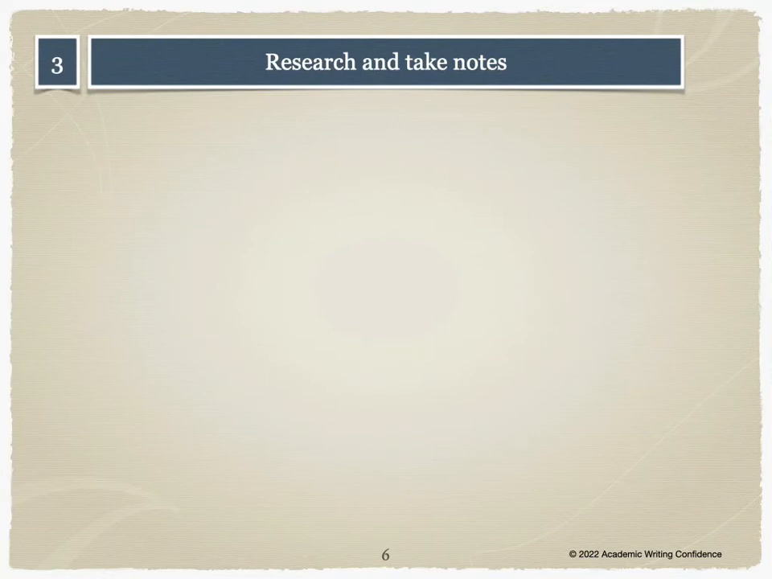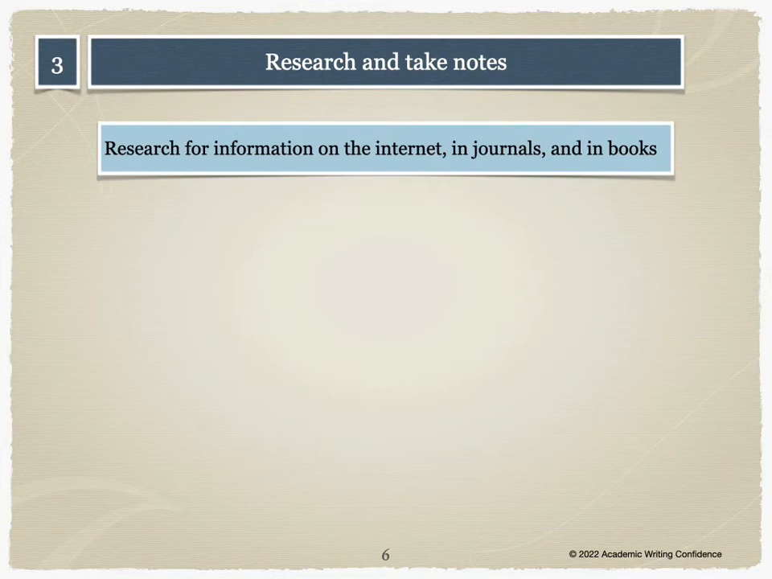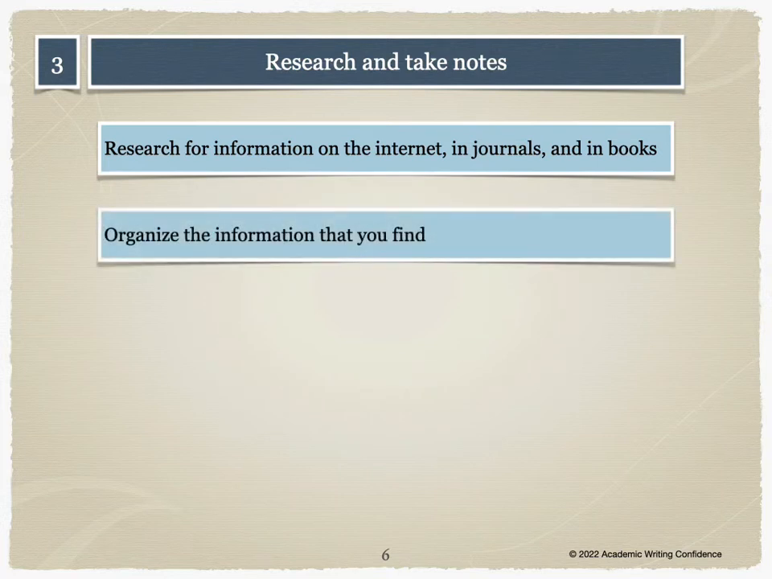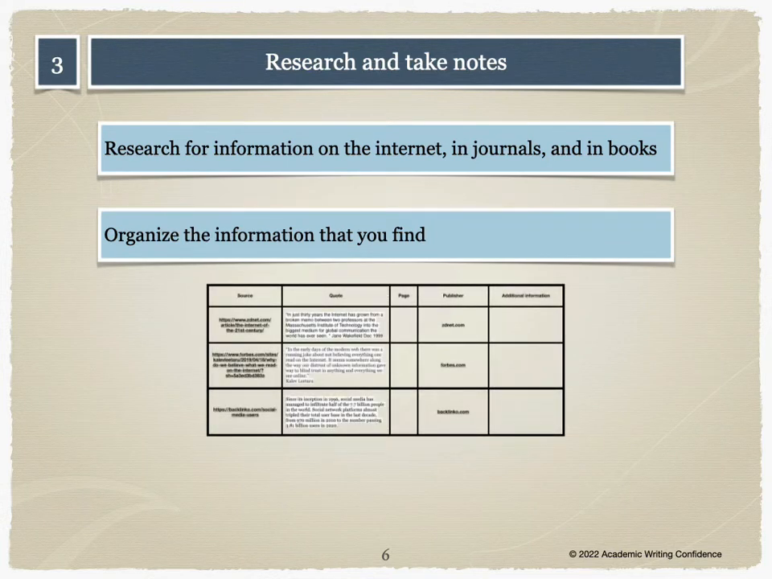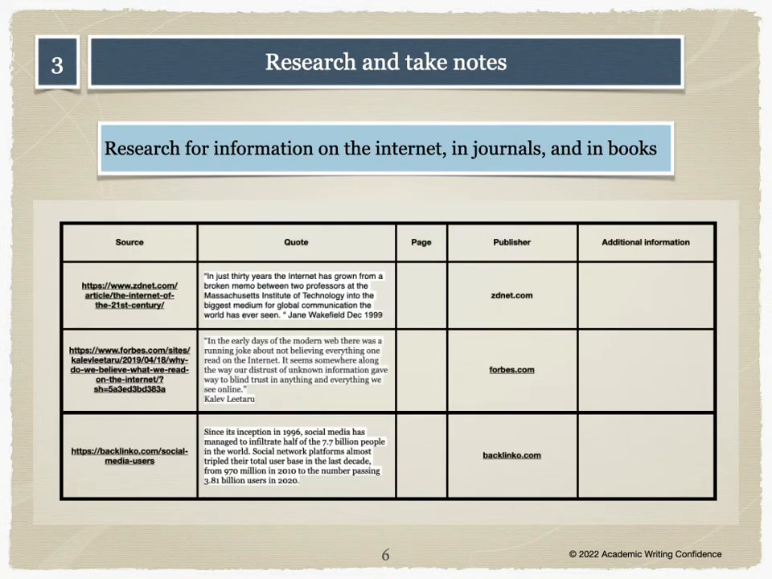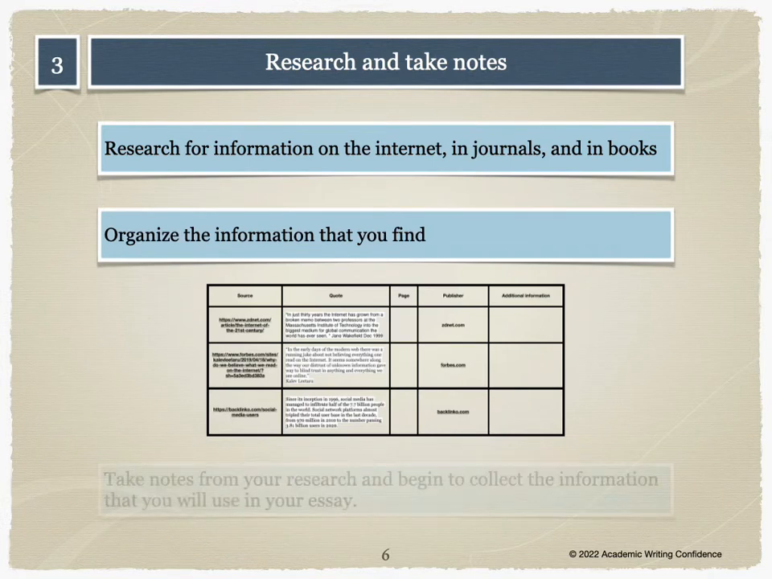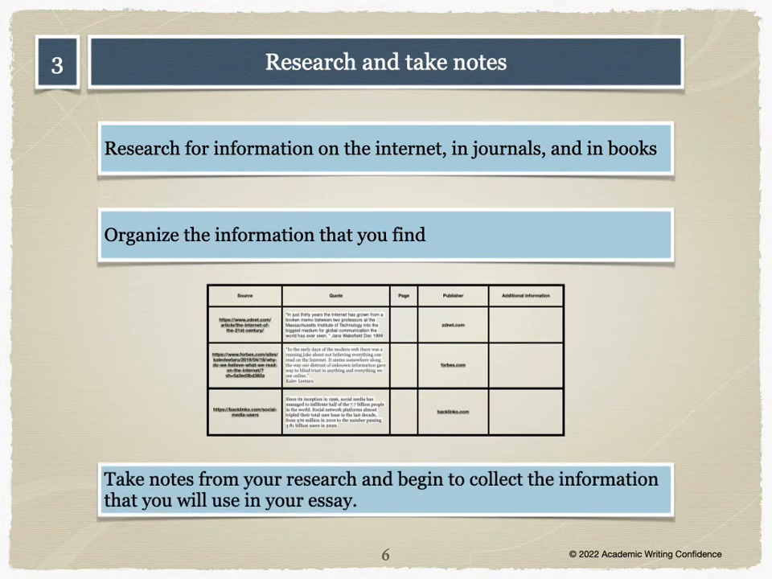Step number 3 is to research and take notes. You need to research for information on the internet or in journals or in books or wherever you can find the information you need to discuss or evaluate or compare your topic. You will need to organize the information that you find. You might use a chart something like this to help keep the information that you have found in one place, making it easier to find the source again later. Take notes from your research and begin to collect information that you will use in your essay.